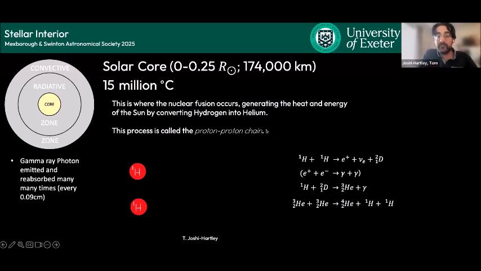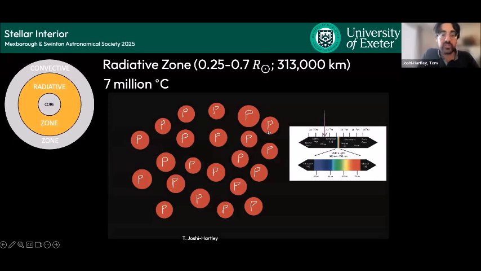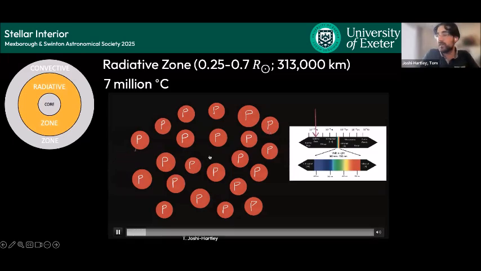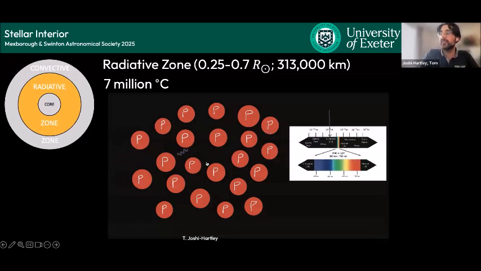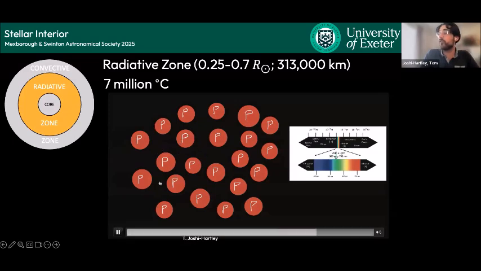So if we move out a little further, we get to our radiative zone, which goes from about a quarter of the radius to about 70%. So it's quite a wide region, 300,000 kilometers, and it's a little bit cooler at a nice balmy 7 million degrees Celsius. So what we can see here, if our animation plays, is the squiggle in this diagram represents the photon, our gamma ray photon.